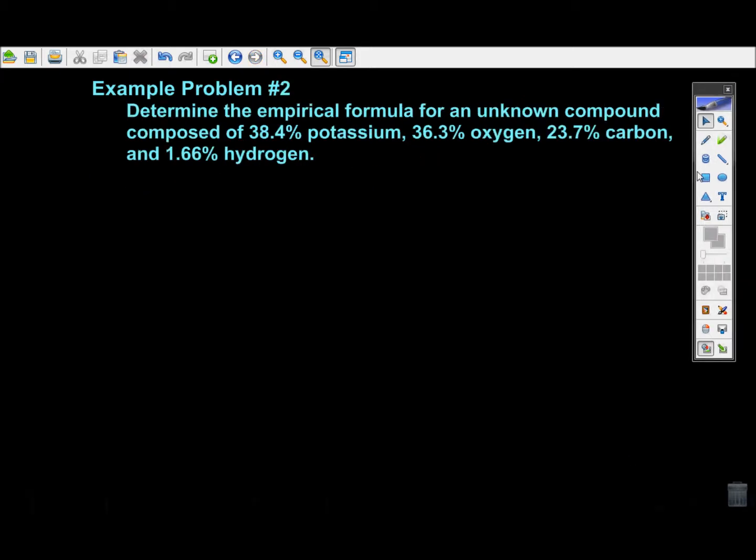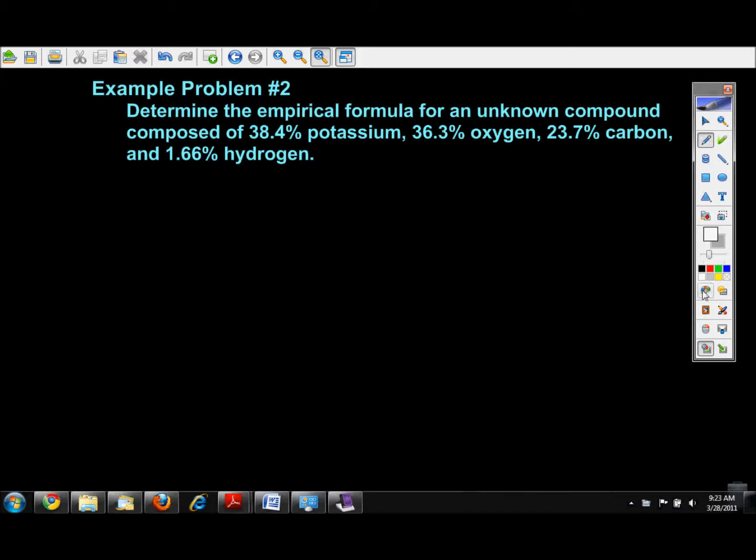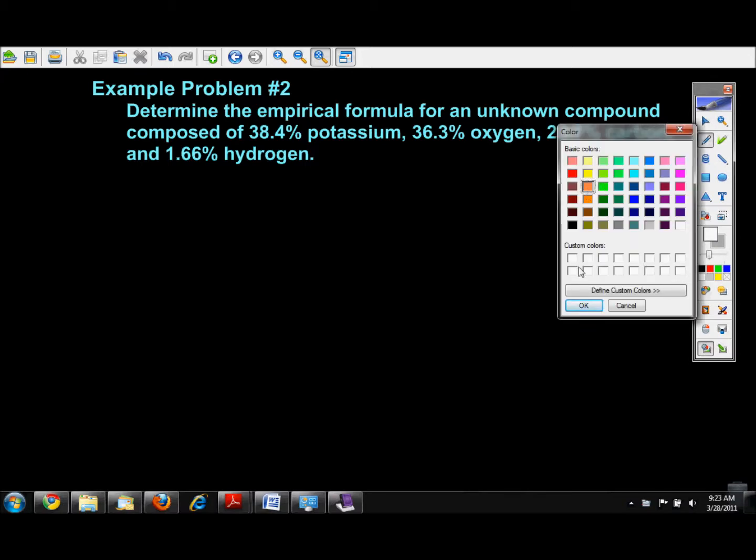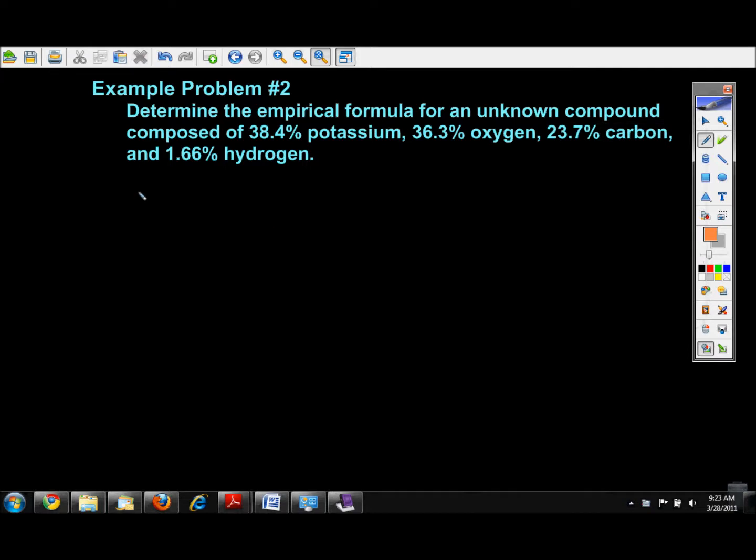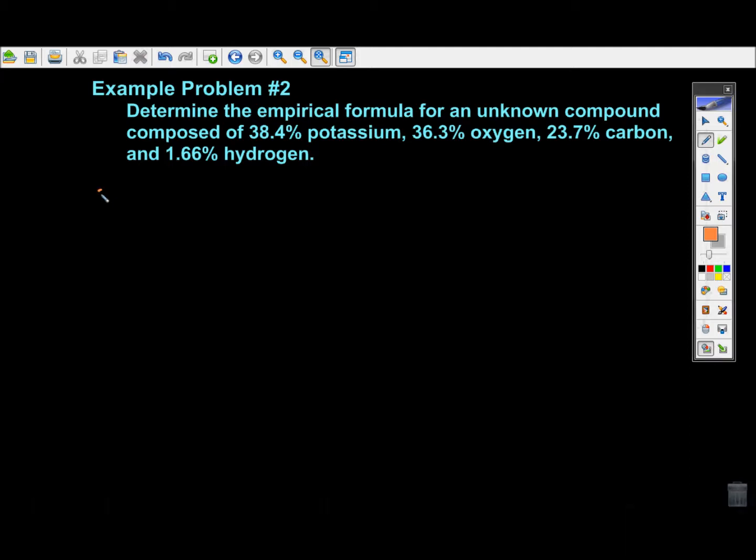All right, we're going to do this problem here. Start out with some orange. Now according to the first step, if you're given a percent, you assume that it's a 100-gram sample and you change that mass to moles. So according to this, I have 38.4 grams of potassium, and I'm going to change that to moles of potassium. 1 mole of potassium is equivalent to 39.1 grams of potassium, so you may want to look on your periodic table and confirm that.